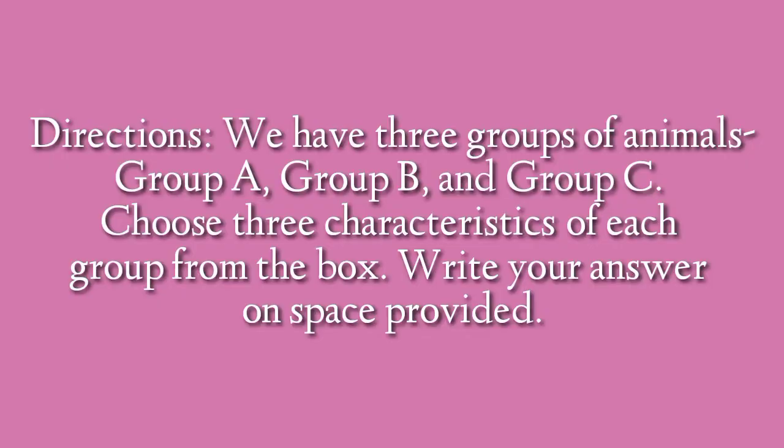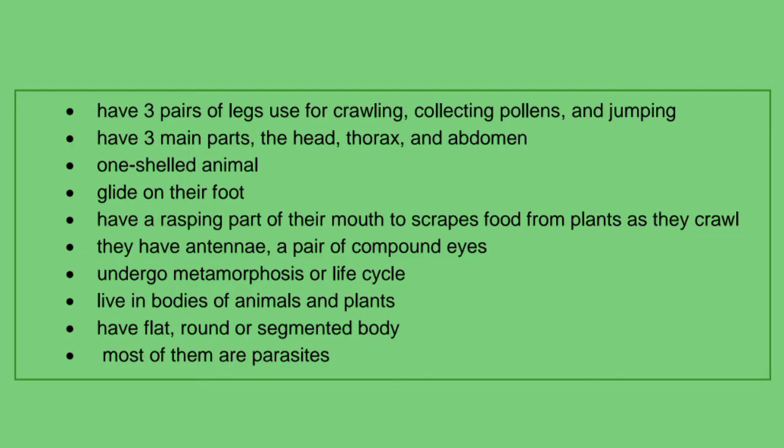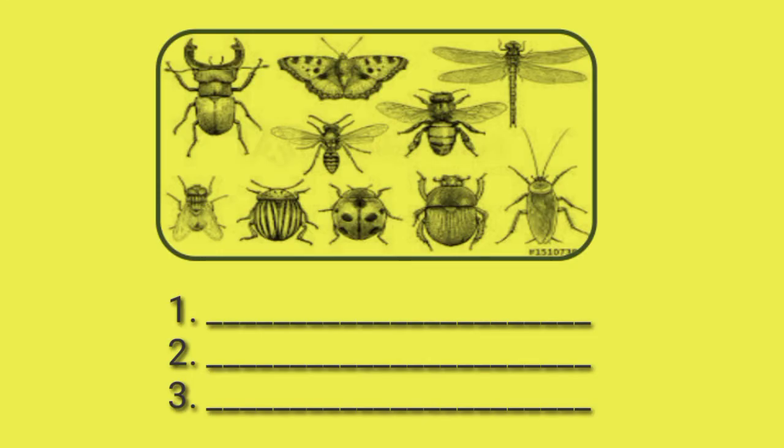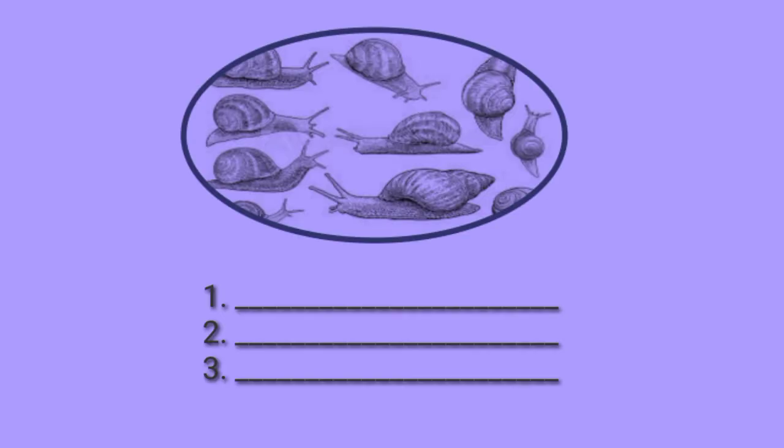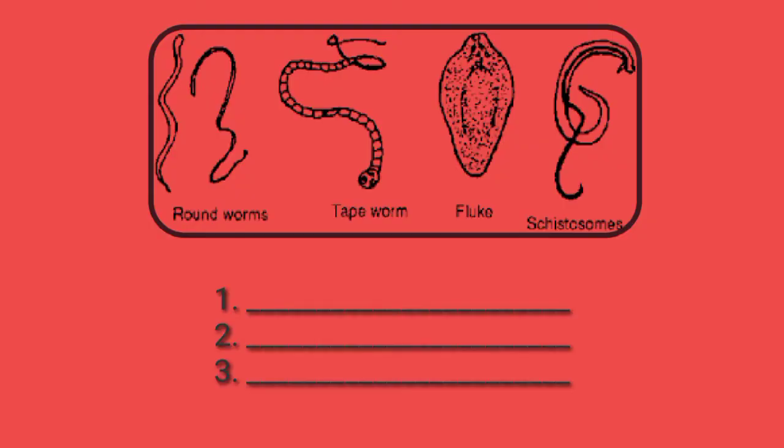Let's answer Activity 1 in your module. Directions: We have 3 groups of animals, Group A, Group B, and Group C. Choose 3 characteristics of each group from the box. Write your answer on the space provided. Are you now answering Activity 1? And if you are done, let's answer Activity 2.